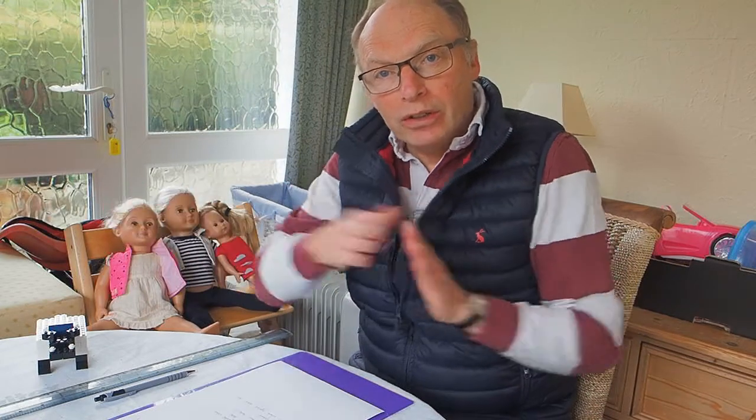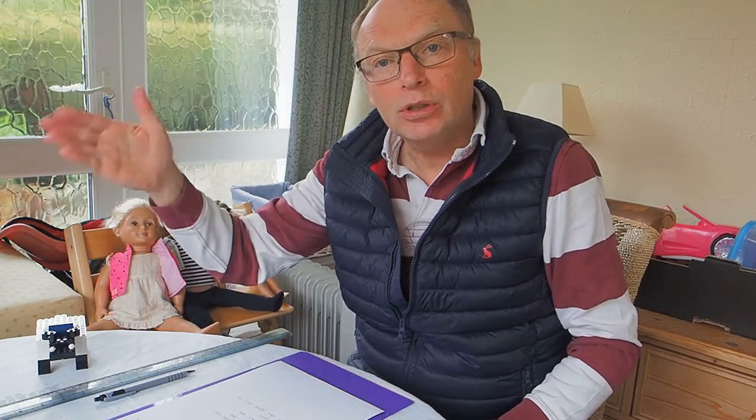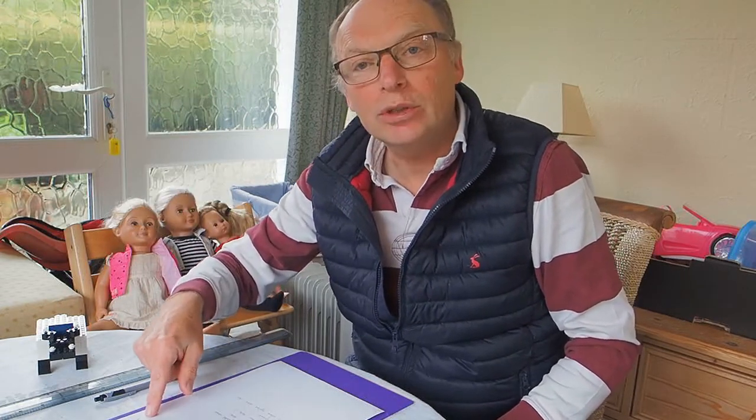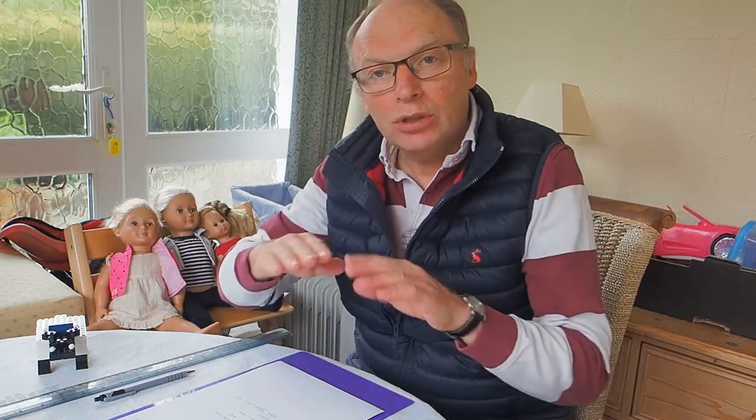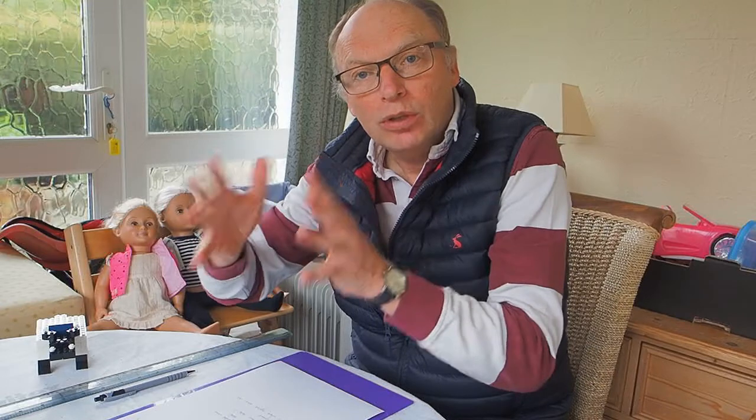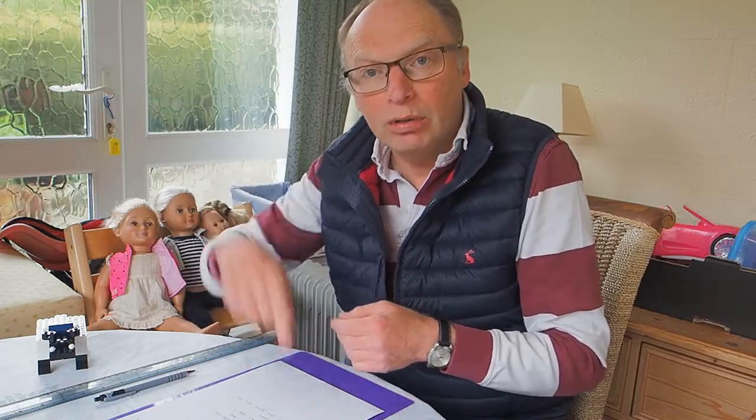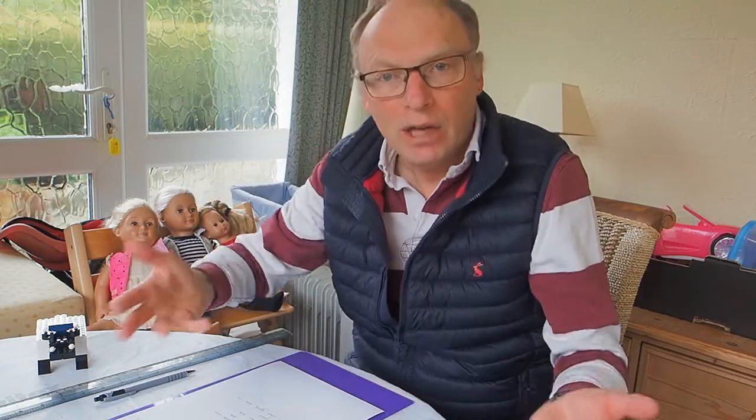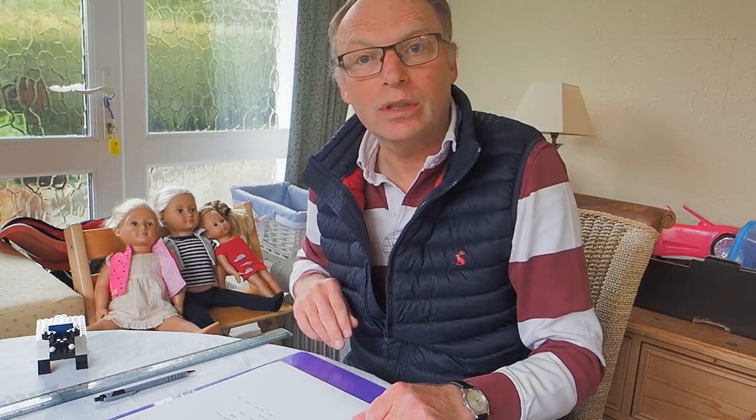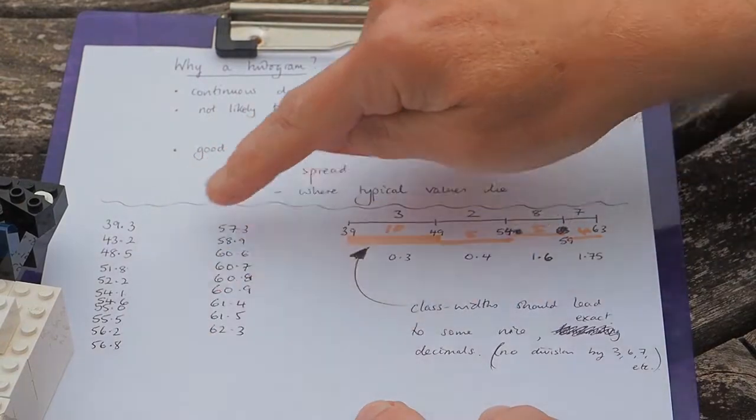The good thing about the histogram, it will show the spread of the data. So all the way from that 39.3 up to the 62.3, which was the longest roll of a marble. But it will also show in the high point of the diagram what the typical values are. So you'd be able to say that typically a marble rolling down a 10 centimetre track across carpet might travel about 55 centimetres perhaps.